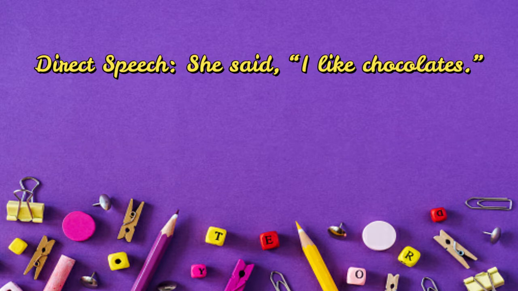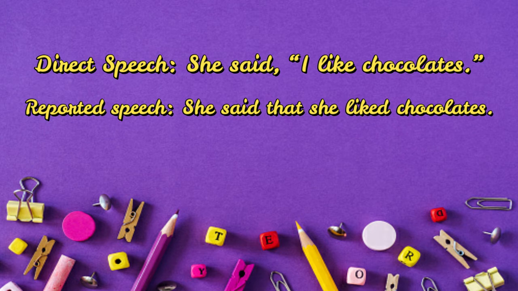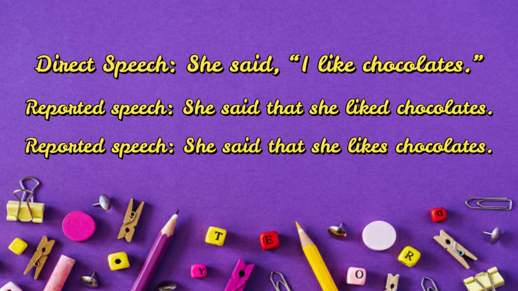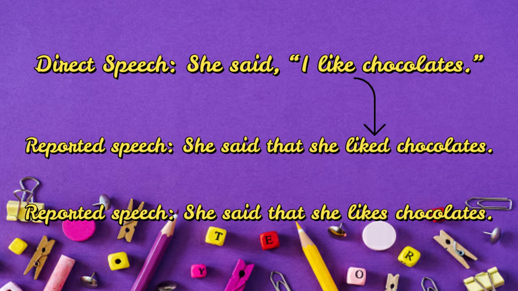Another example, she said, "I like chocolates." To change it to reported speech, the outcome will be, she said that she liked chocolates. It can also be changed like this. She said that she likes chocolates. The verb like in the direct speech became like or likes in the reported speech. The verb like is in the simple present tense, and when used in reported speech, it will remain in its simple present tense, or you can use its simple past form.